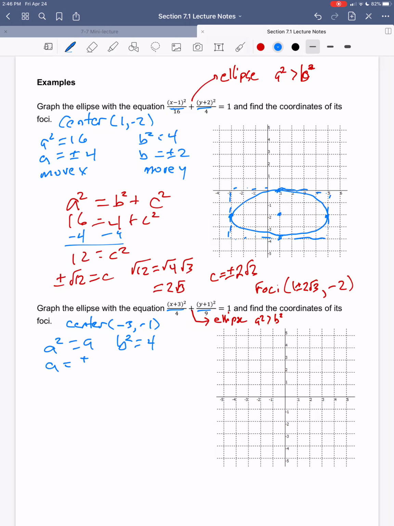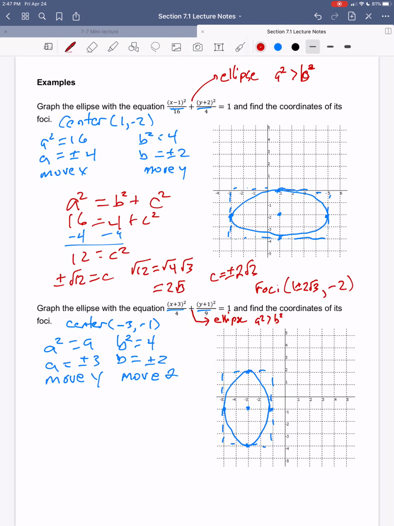So a will be plus or minus 3. B will be plus or minus 2. And the 9 came from the y. The 4 came from the x. So my center is at negative 3, negative 1. That's over here. I'm going to move 3 in the y direction. So I go 3 up and down. I'm going to move 2 in the x direction. So I go 2 left or right. So when I fill that in, there will be my ellipse.